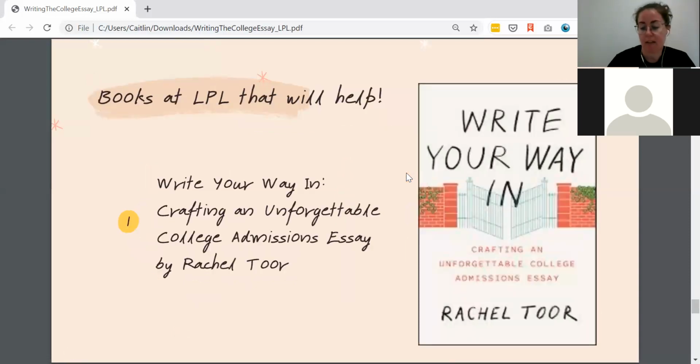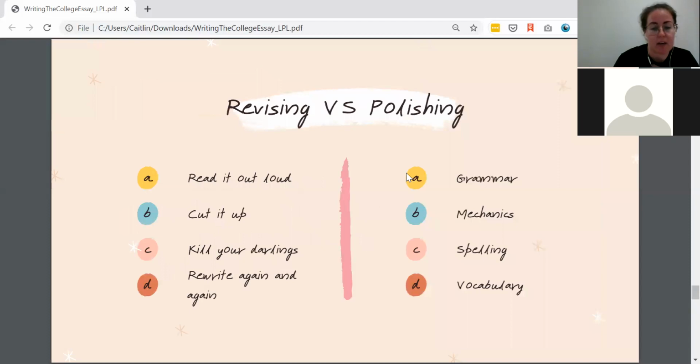So before we go on, that is the end process of writing the college essay, which is making sure that it is in good shape. And right now we're going to look at the three books that I use the most. And then we're going to go to the workshop part of this program.